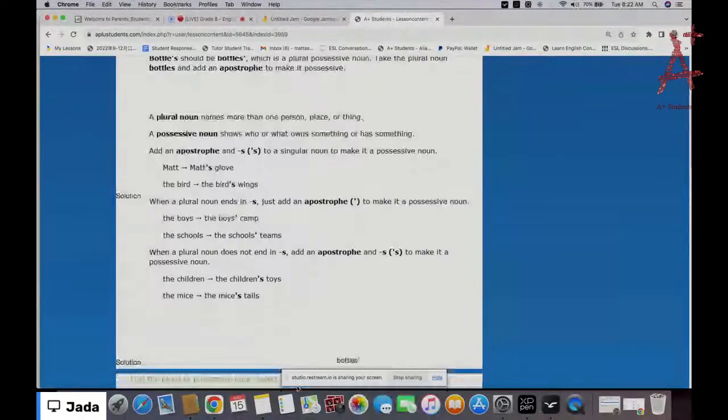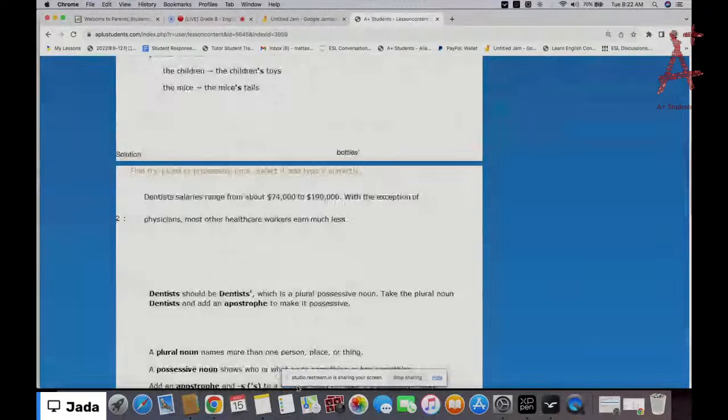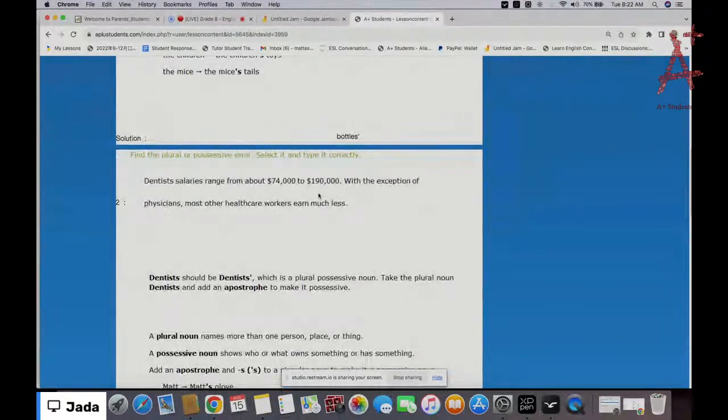Let's see if there are some examples that we can have a look at. Dentist salaries range from about $74,000 to $190,000, with the exception of physicians. Most other health workers earn much less. It says find the plural or possessive error. What's the error here? How do we check what the error is?